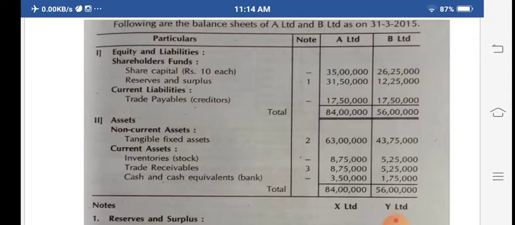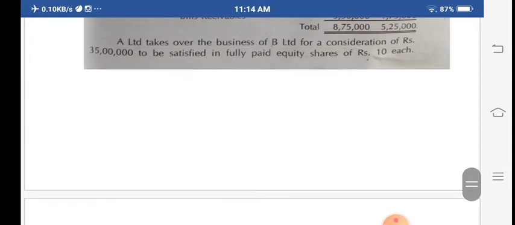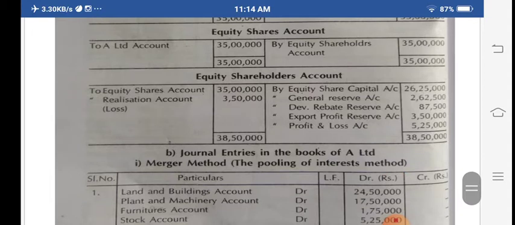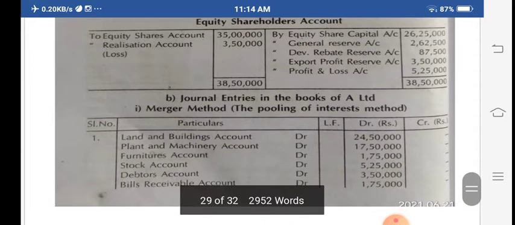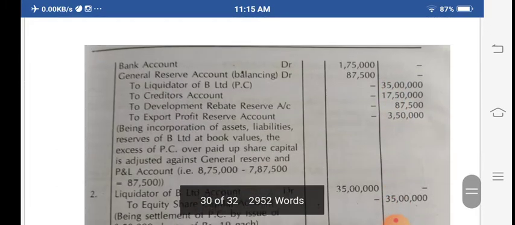In the last class we discussed one problem, which is A Limited and B Limited. A Limited absorbs B Limited. It means A Limited takes over the business of B Limited for a purchase consideration of rupees 35 lakhs. We saw that problem, where the lump sum purchase consideration is given, and we prepared some accounts and passed the journal entries in the books of the transferee company, which is A company, under the pooling of interest method. These are the transactions we saw.